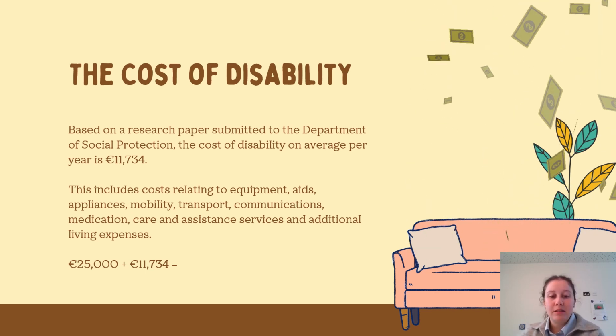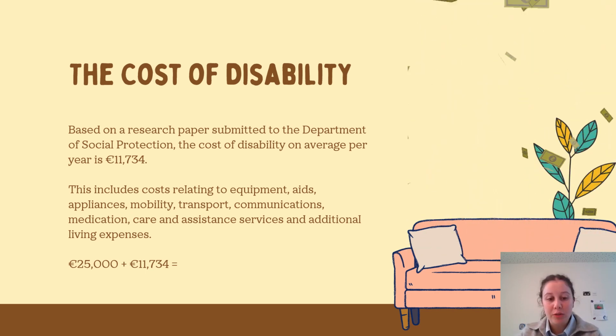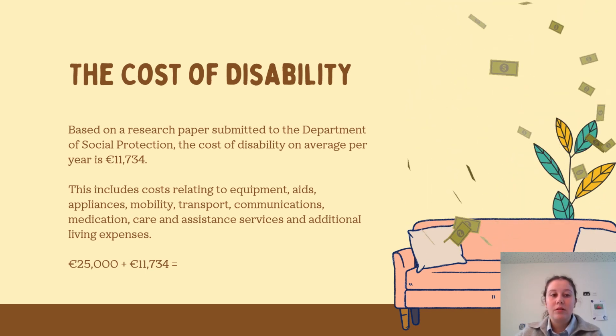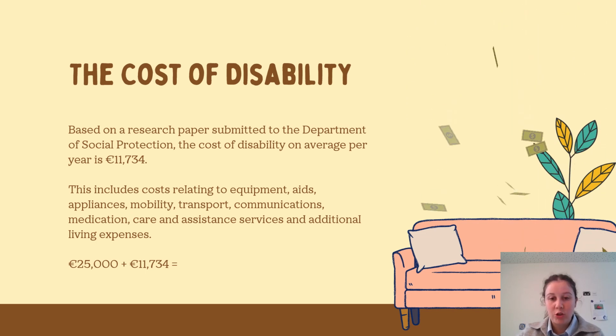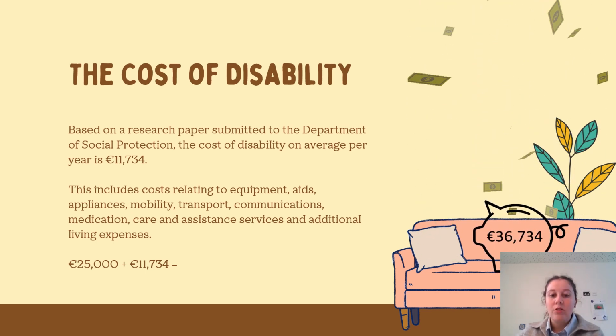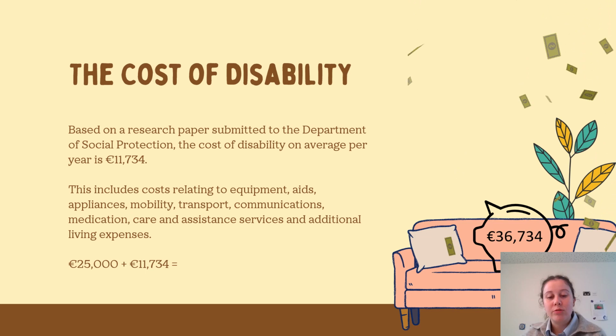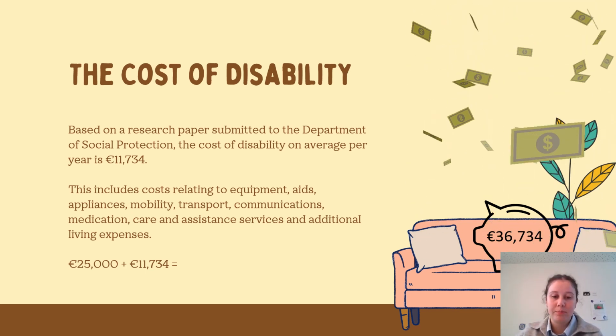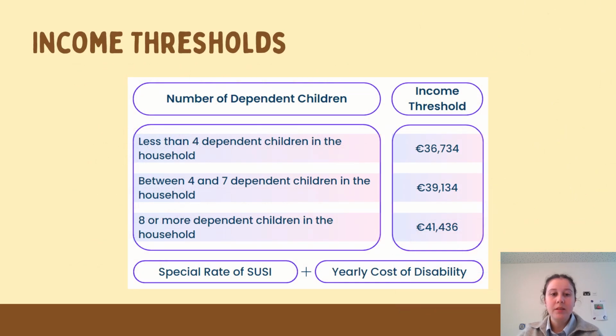So the special rate of SUSI for a family with 4 or less dependent children is €25,000. So adding the yearly cost of disability to that, €11,734, the accommodation bursary's income threshold will be €36,734 for a family of 4 or less dependent children. So if you fall outside of that, you can see the table here will tell you what the income thresholds are for your family situation.